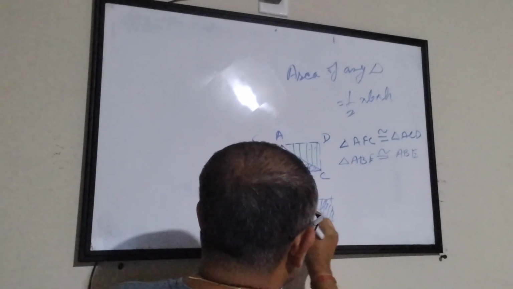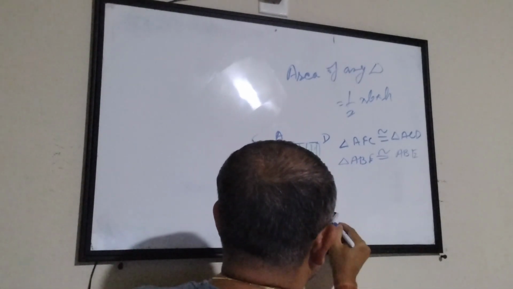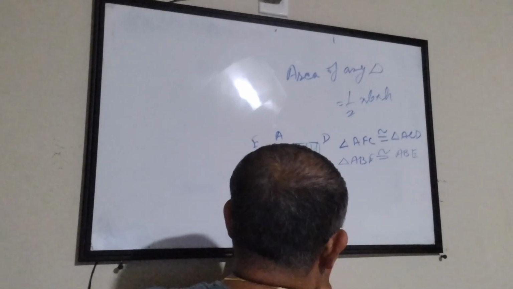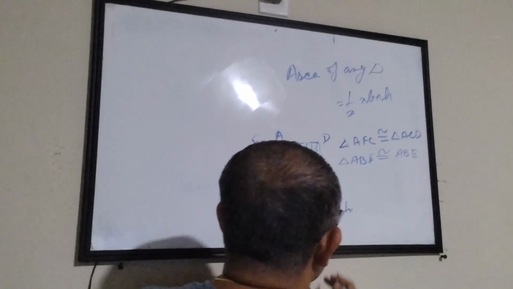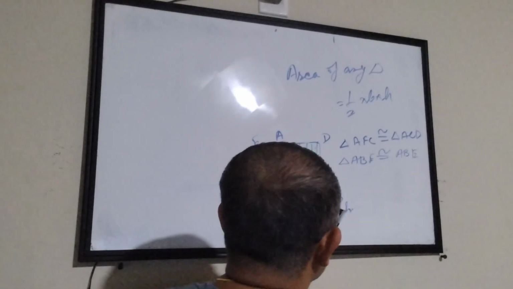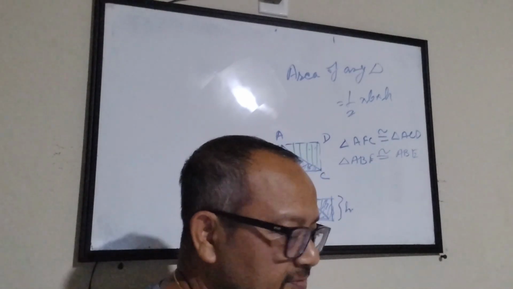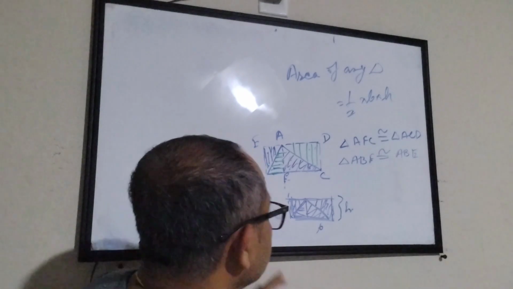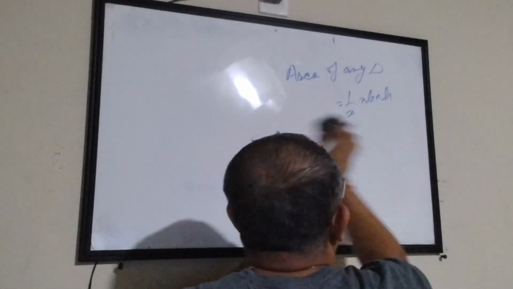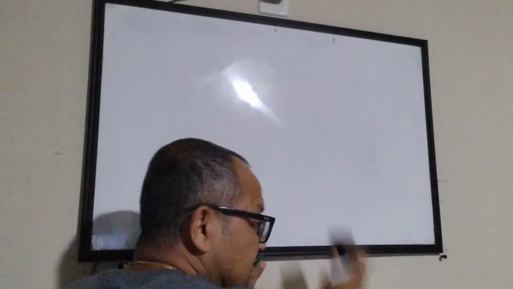So basically, area of this triangle will be half of the area of this rectangle that you see. And what is the area of this rectangle? This is base and this is the height. So this triangle's area is half of the overall rectangle that you see around it. So this is the reason why area of any triangle is half of base times height.